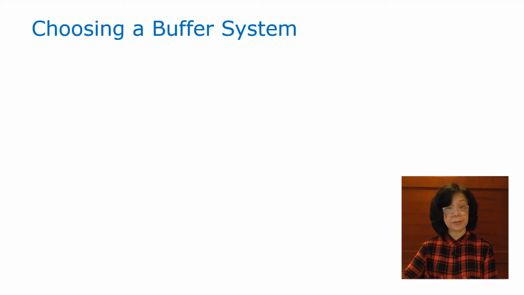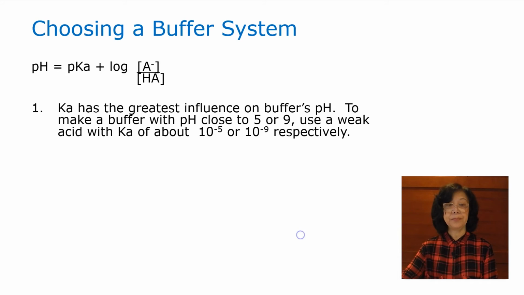Choosing a buffer system. Now, looking at the Henderson-Hasselbalch equation, it has two major factors. The first factor being the pKa. Therefore, if we want a pH close to 5, we find a Ka value of 10 to the negative 5. Or if we want to create a buffer of pH of 9, we choose a weak acid that has the Ka value close to 10 to the negative 9.